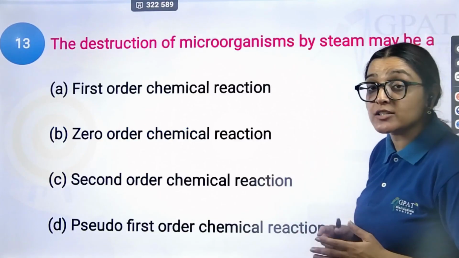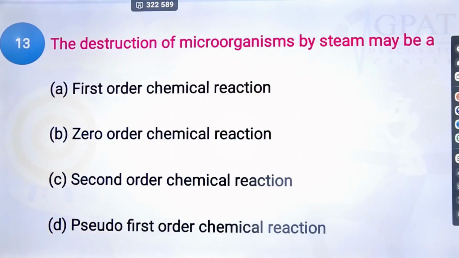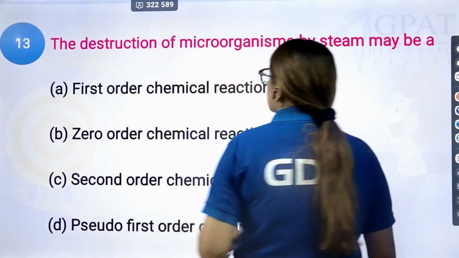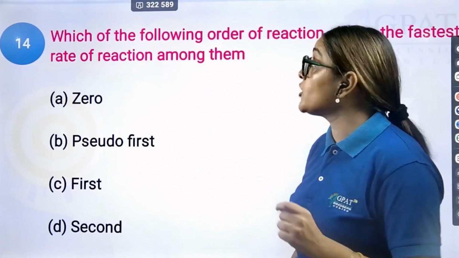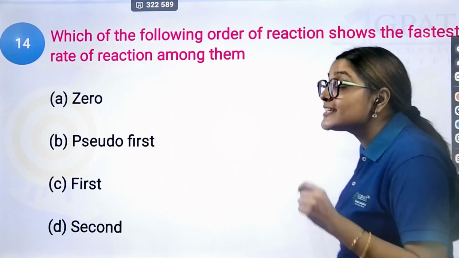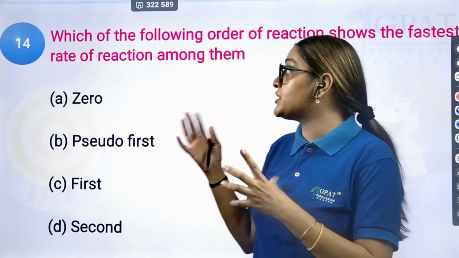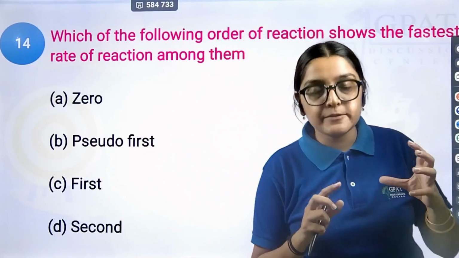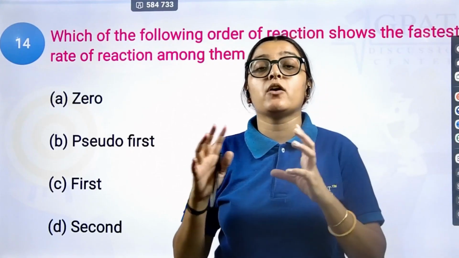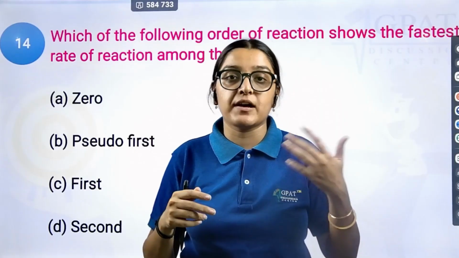Next, the destruction of microorganisms is given by which of the following equations? So the destruction of microorganisms by steam may be dependent on their concentration. So it is our first order chemical reaction and not a zero order. Next, which of the following orders of reaction shows the fastest rate of reaction? Now this question can be a little incomplete also, because if you want to answer which is the fastest, you must know that the rate of reaction is dependent on the concentration. So the ones that have a higher concentration will have a faster rate of reaction.